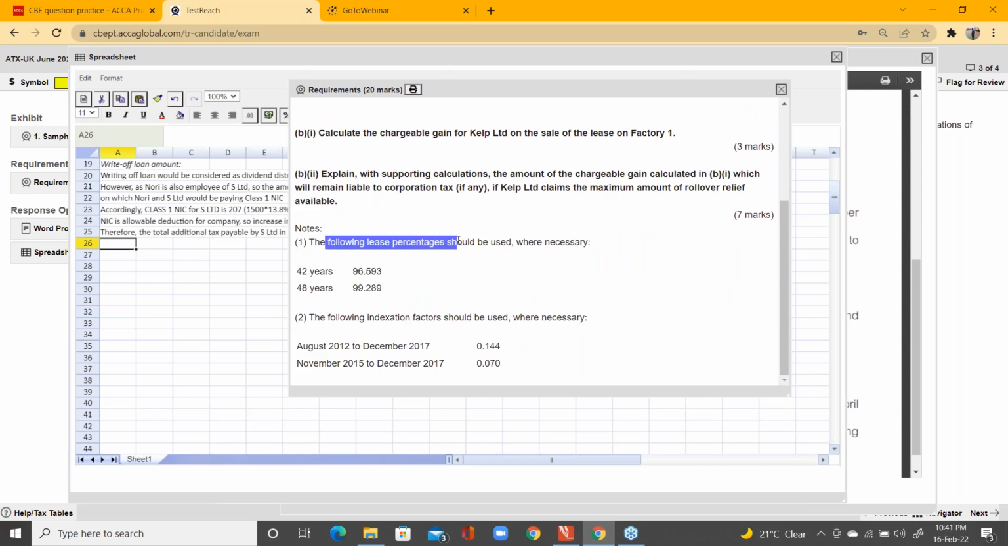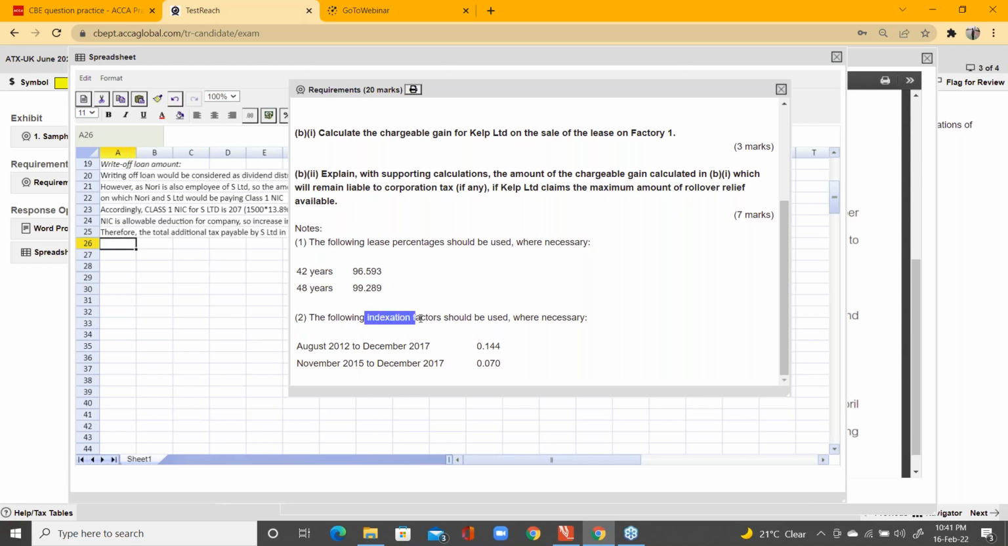Notes: the following lease percentages should be used where necessary. If the lease term is 42 years, the relevant lease percentage is 95.593, and if the lease term is 48 years, the relevant lease percentage will be 99.289.